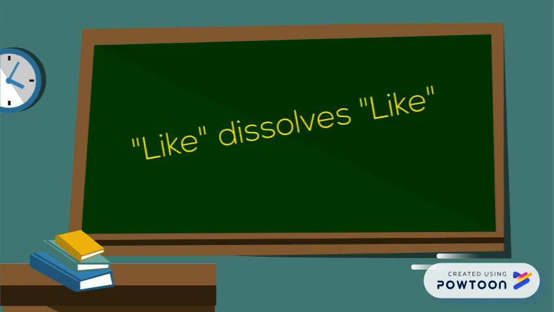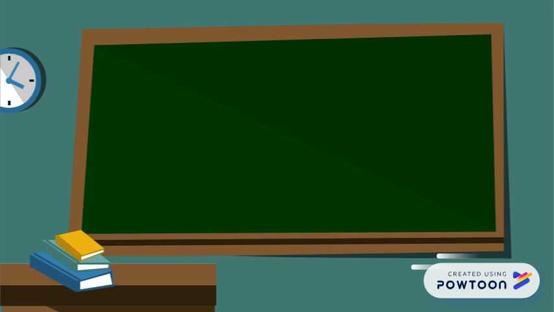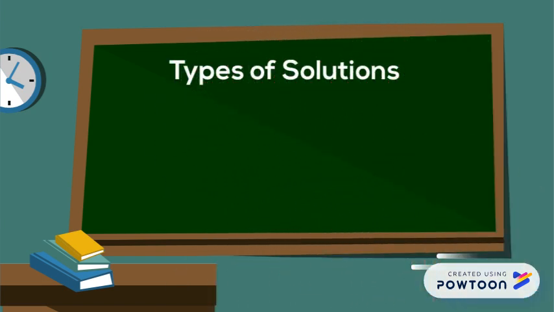In order for a solute to dissolve in a solvent, they must have similar polarities. That's where the term "like dissolves like" comes from. Polar substances dissolve in polar substances and vice versa. There are many types of solutions.